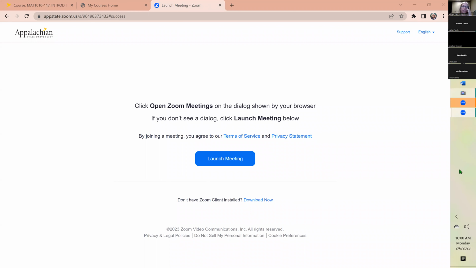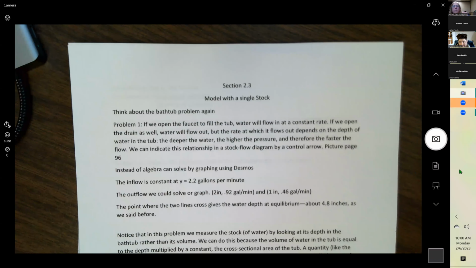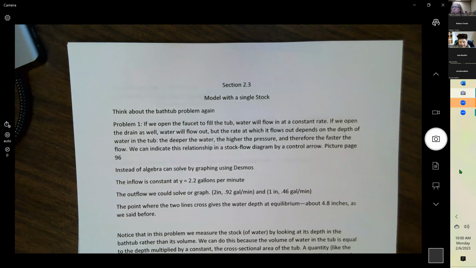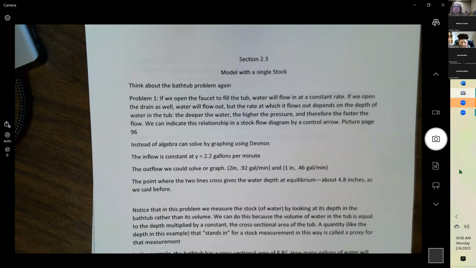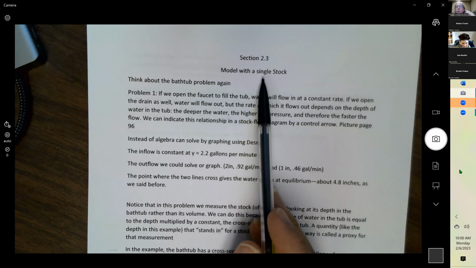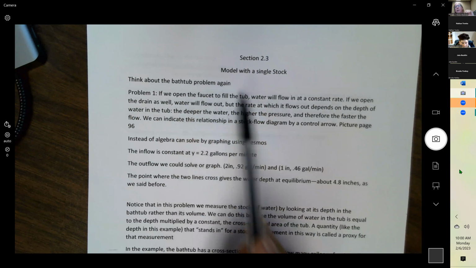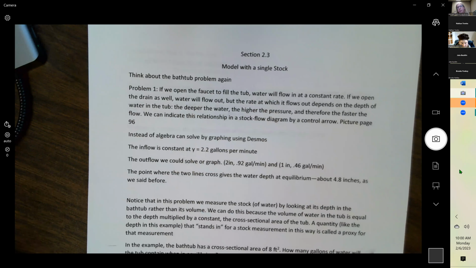Okay. So today we're going to cover section 2.3, or most of it. This one is a model with a single stock. If we remember the bathtub problem, it has a single stock because there's water going in and water going out. Water is the stock. It's the only one.